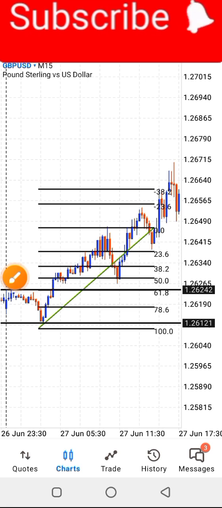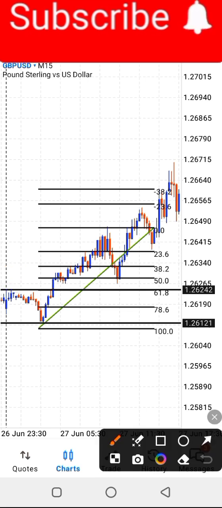As you can see, price just moved a few pips below the 50 level. Probably the order block it was trying to tap into, or the fair value gap it was trying to tap into, was just a few pips below the 50 level.